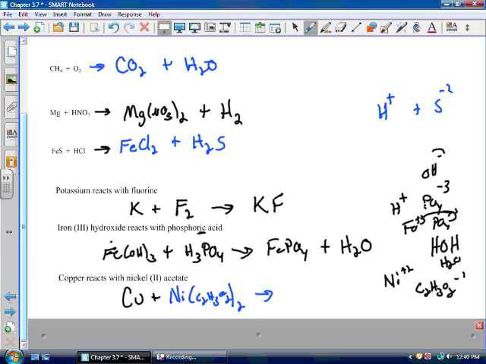Copper is going to replace the nickel. So copper is going to join up with nickel's acetate. Copper's most common charge is +2, I believe. Yes, it is +2. So copper is +2. Acetate is -1, so I'm going to have Cu(C2H3O2)2. And then the nickel is going to go off by itself. And a single replacement.